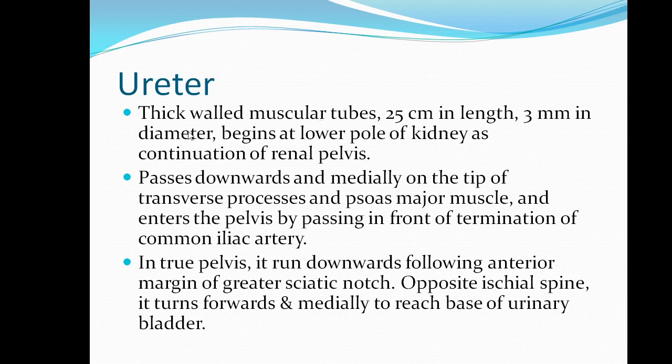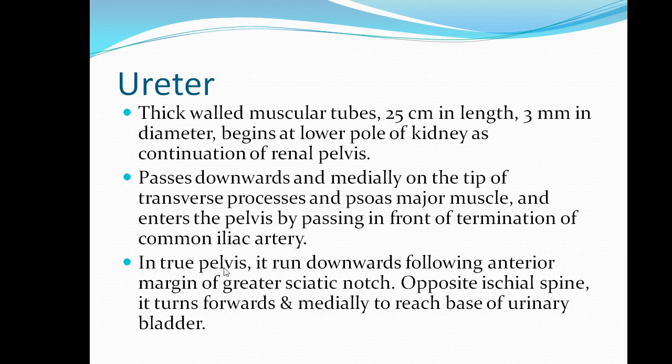The ureter is a thick walled muscular tube about 25 centimeters in length and 3 millimeters in diameter. It begins at the lower pole of the kidney as a continuation of the renal pelvis. The ureter passes downwards and medially on the tips of the transverse processes and psoas major muscle, and it enters the pelvis by passing in front of the termination of the common iliac artery.